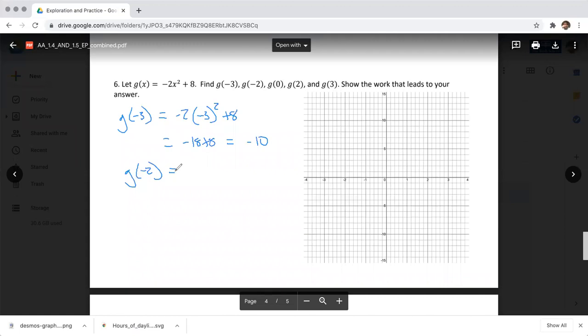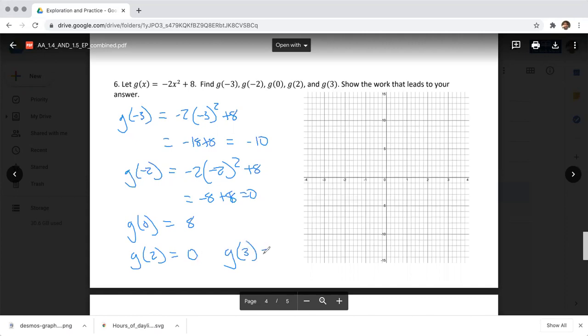So you can pause this, is -2 times -2 squared plus 8. And that is 4 times -2, -8 plus 8, which is 0. G of 0 is just going to be 8 because this part will disappear. And G of 2 is actually also going to be 0. And G of 3 is also going to be -10. You can check my work on that, but I think that's true.